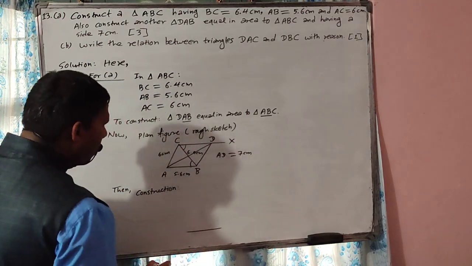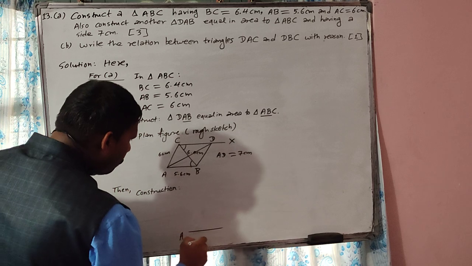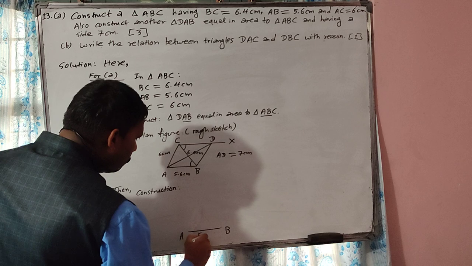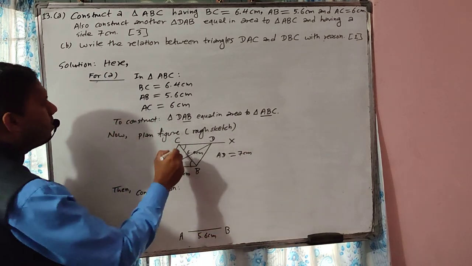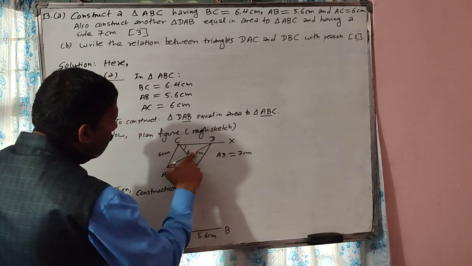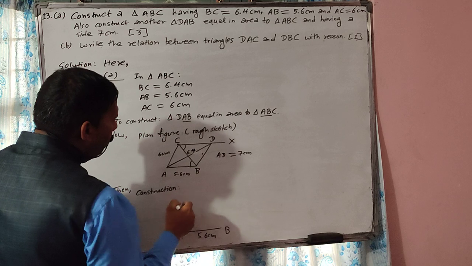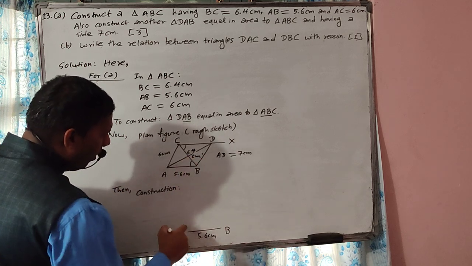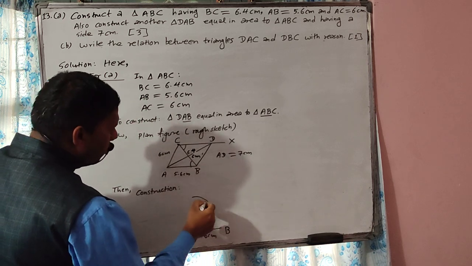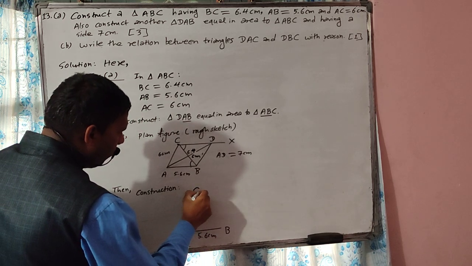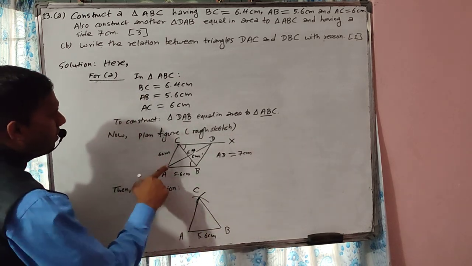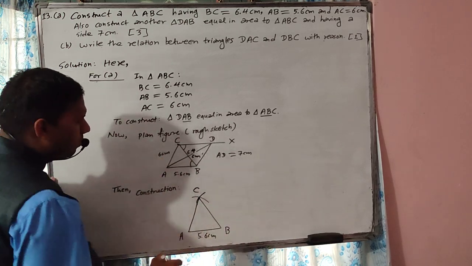Measure AB 5.6 cm by using scale and pencil. To find C, draw an arc of 6 cm from A and 6.4 cm from B. So from A by 6 cm, from B by 6.4 cm, that is point C.